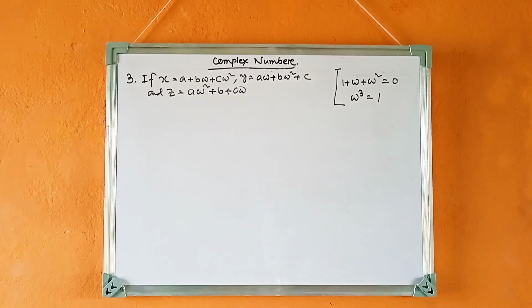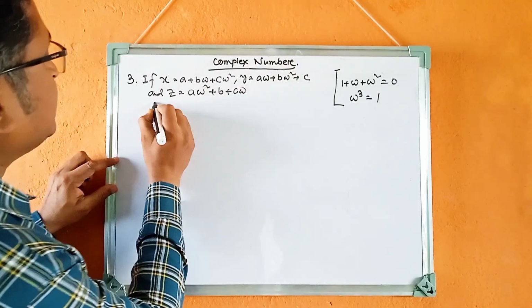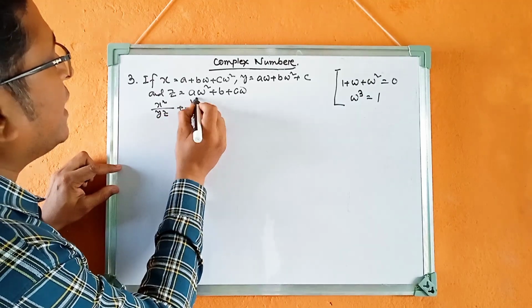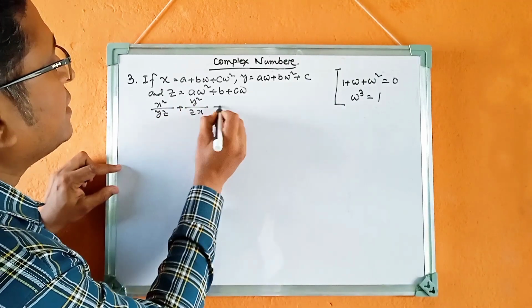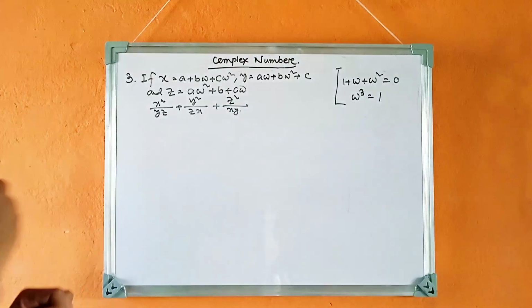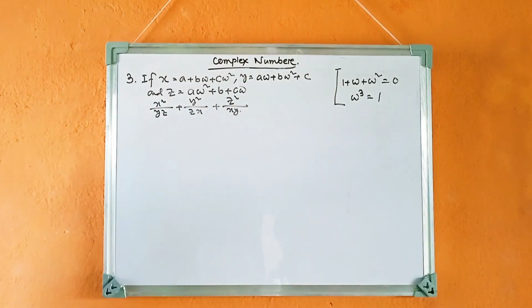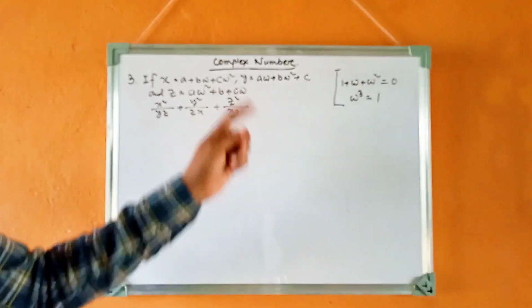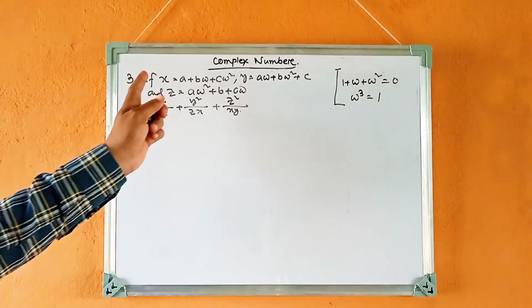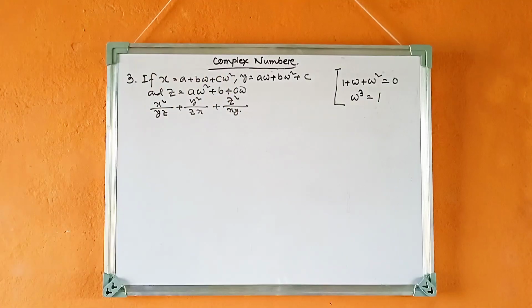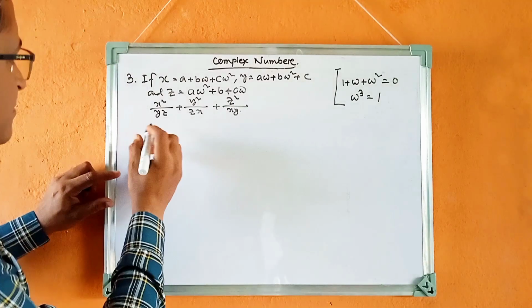Now find the value of x square divided by yz plus y square divided by zx plus z square divided by xy. Okay, this is required to find. And the values of x, y, z are given in the form of omega. Now see how to solve this.